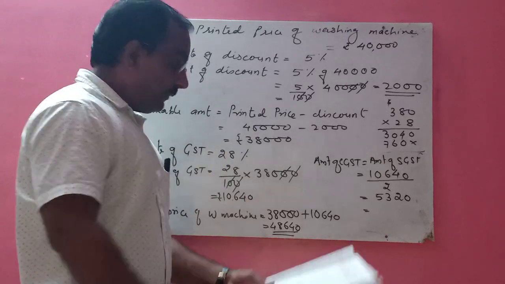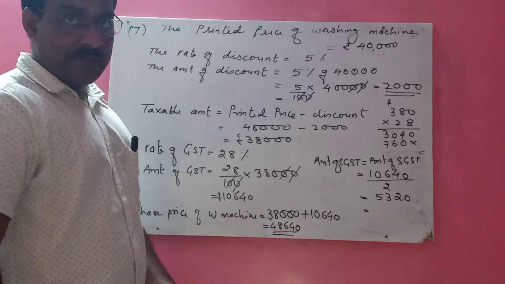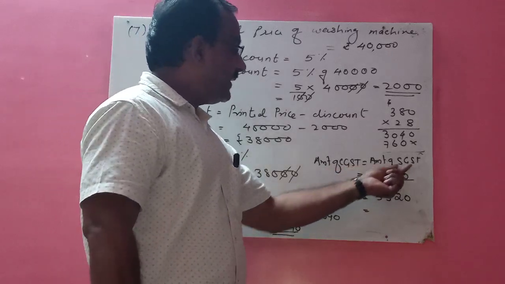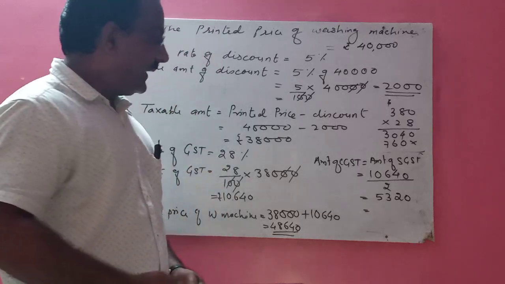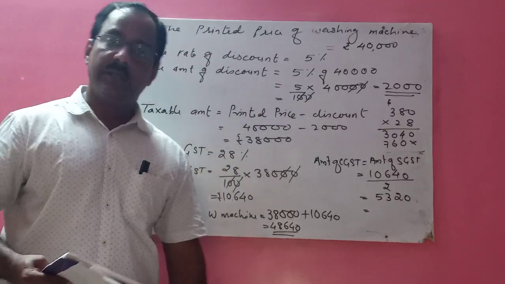Okay. After that, you have to calculate separately the amount of CGST and SGST. So it is always the same. Amount of CGST and SGST is GST divided by 2. So this is 5,320. 5,320 is the amount of CGST and SGST.